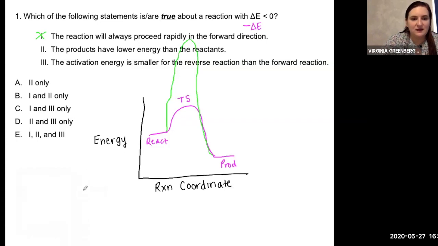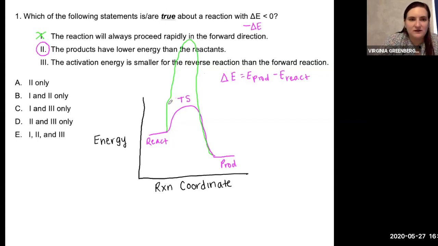And then the second statement says the products have a lower energy than the reactants, and that's going to be true. Also we can look at that by thinking that delta E is going to be equal to the energy level of the products minus the energy level of the reactants. And so for this to be negative, our energy level of the products needs to be lower.